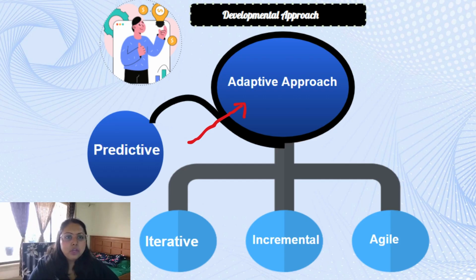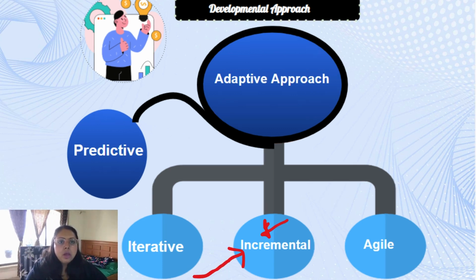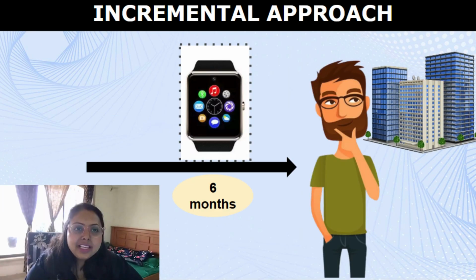In my previous video, I talked about adaptive approaches to do a project. So now you know that adaptive approaches are a very effective method to cope up with the changing environment. As you know, adaptive approaches are of three types: iterative, incremental and agile. In my previous video we focused mostly on the iterative approach, and this video will be all about the incremental approach. Let's decode the incremental approach with a very simple real life scenario.